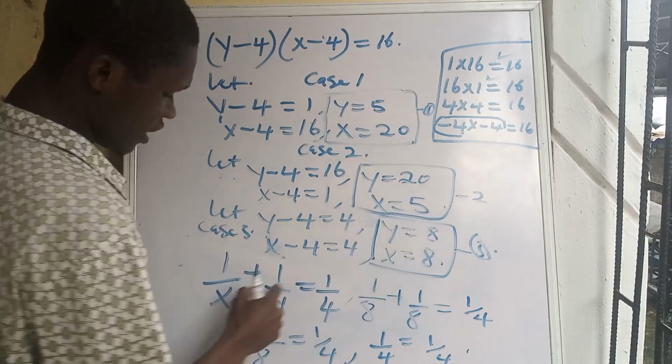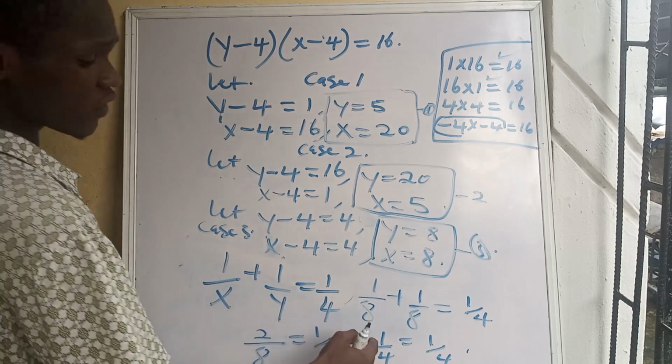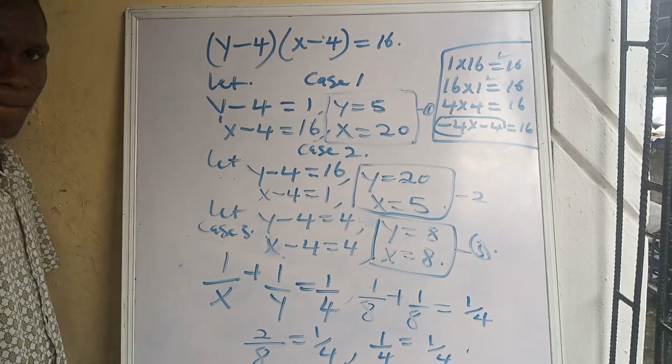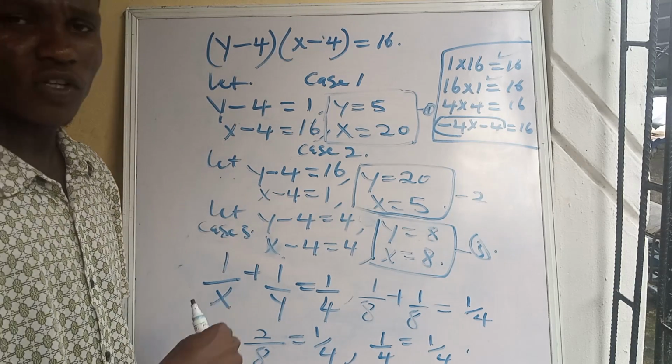So I would like you to do something for me by plugging in the values of case 1 and case 2 into this question to see whether it's going to give us 1/4. If you do that, you can drop it in the comment section below.